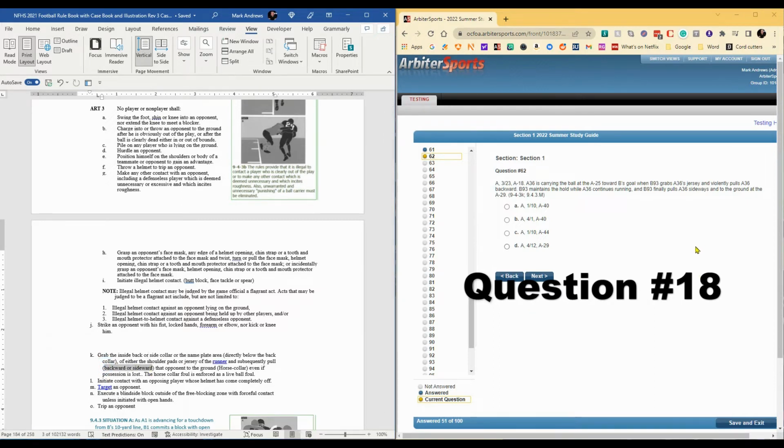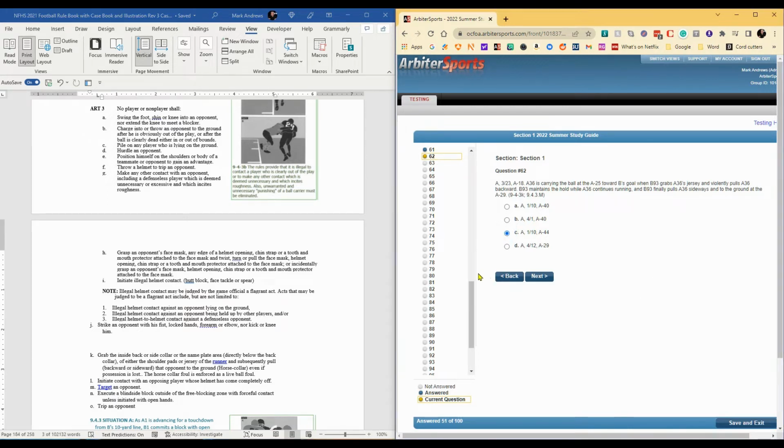So the prohibition against a horse collar tackle includes backward or sideward. So this time, because he didn't go forward, he went sideward. This is a horse collar tackle. So the play ends up at the A29. We are going to go, let's see, they're in 23. We're going to go 15 from here. It's going to be on the A44, 1st and 10. Answer is C.